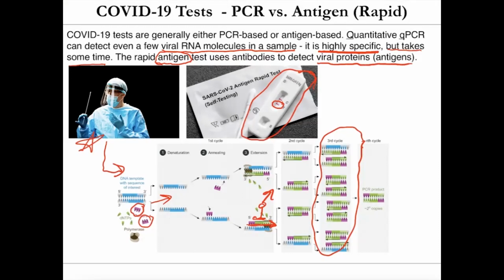But it is a little bit less specific because there's going to be a lot less of the antigen in your nasal cavity than the viral genome. So those are the two main COVID-19 tests, PCR-based and antigen-based.